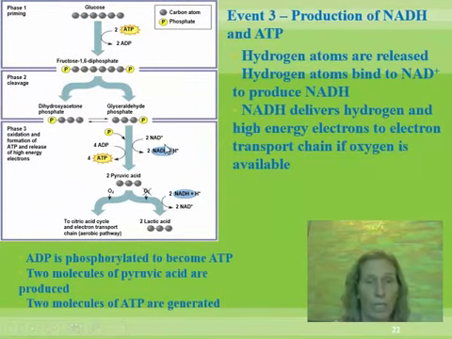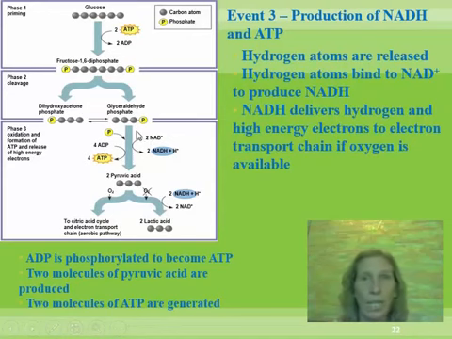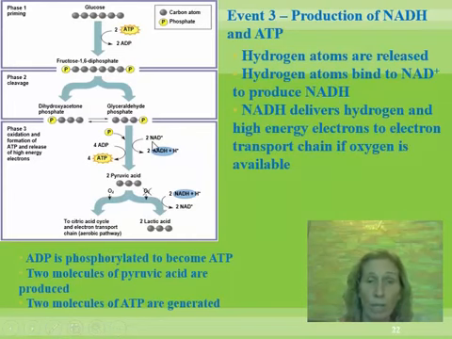Event 3 is the production of the NADH and the ATP. Hydrogens are released when these molecules are split. And those hydrogens just can't go floating around. They have to be grabbed onto another molecule. So they're grabbed on by the NAD plus to form NADH. NAD plus, once it's grabbed onto the hydrogens, is now a hydrogen carrier. And that's going to go to the third and final step of cellular respiration, the electron transport chain, to help produce lots of ATP.